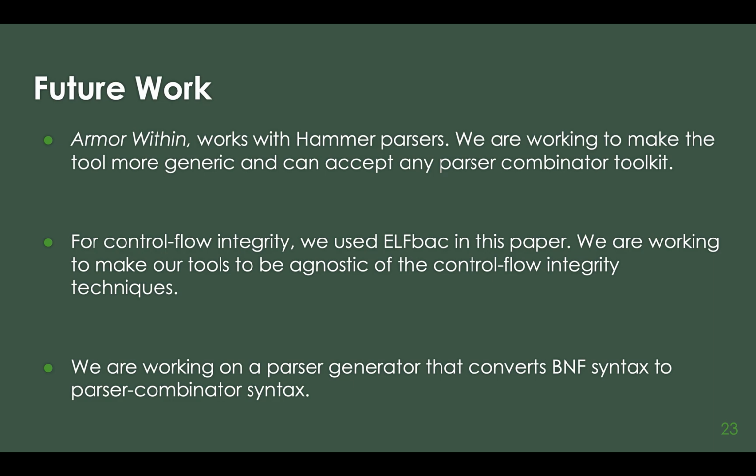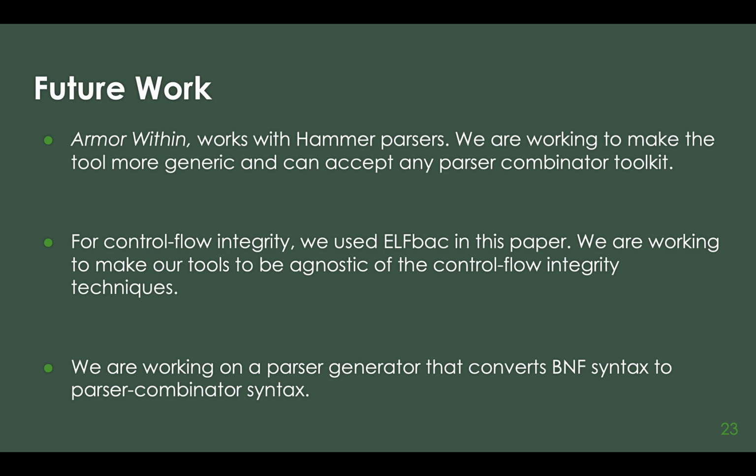In the future, we plan to extend Armor Within to work with any parser combinator toolkit. As of now, Armor Within only works with the parser combinator toolkit of Hammer. Another potential future work that we're looking at is to make our approach agnostic to the control flow integrity technique. Right now, we have used elf-back to ensure control flow integrity, but Armor Within could be used with other control flow integrity techniques, and that is something that we are working on.